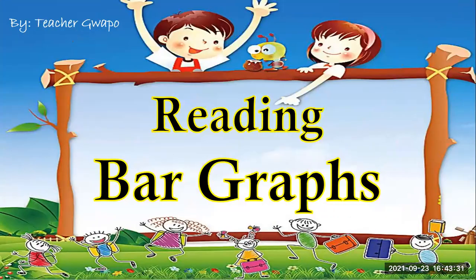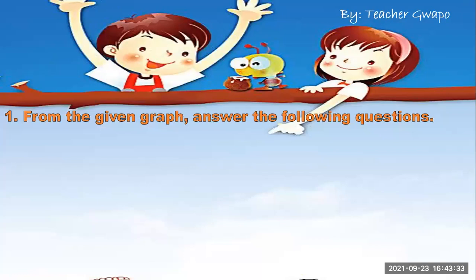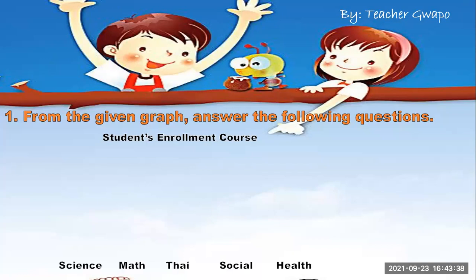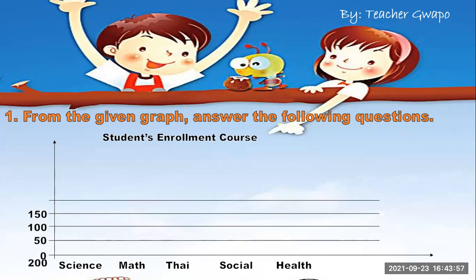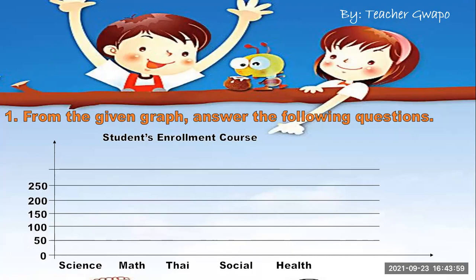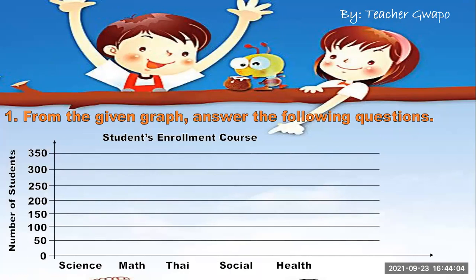Now, here we go, reading bar graph. From the given graph, answer the following questions. In your book, you will see this one, students enrollment course. We have here the subjects science, mathematics, Thai language, social studies, and health education. So we have here the line. We start from 0, next is 50, and then 100, 150, 200, 250, 300 and 350. So these are the number of students enrolled in a certain course.